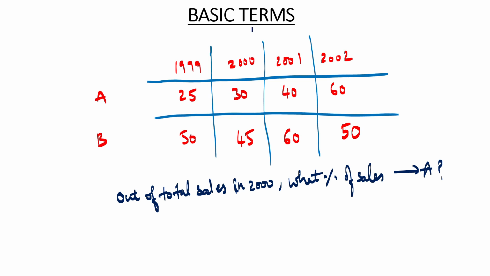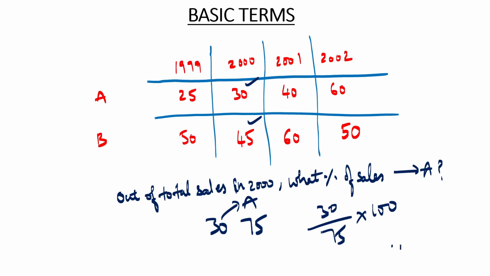So in 2000, if you observe, what is the total sales? Total sales of company A is 30 and total sales of company B is $45 million. So total sales is 45 plus 30, that is 75. But he asked to find out the percentage of sales that belongs to A. What is the number of sales that belongs to A? 30. So 30 by 75 into 100 will be equal to 40%. So this is the share of total sales which belongs to company A.